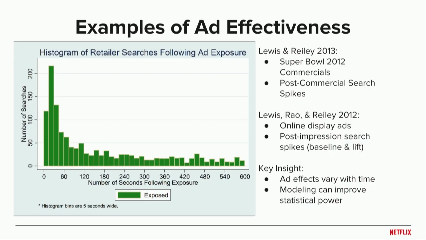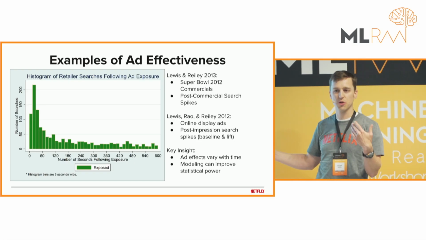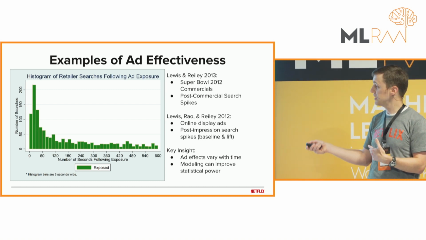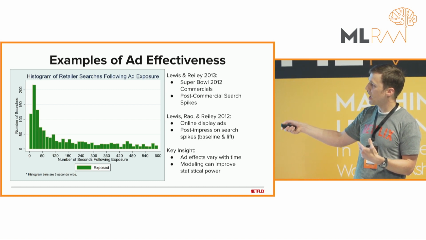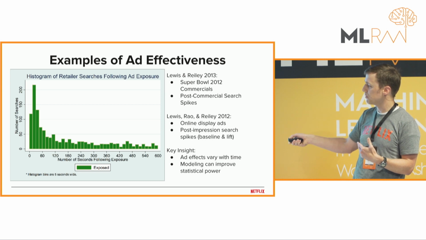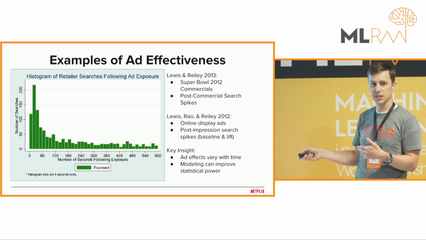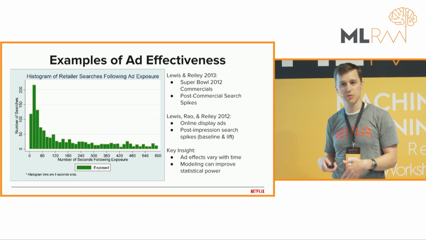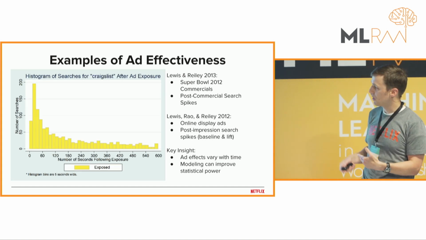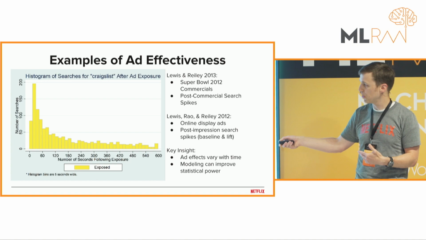Okay, another example is in display advertising. At time 0, the ad was shown, and this is the number of seconds following the ad exposure. These are searches for the retailer, let's just call it Macy's. So these are the searches for Macy's. There's a big spike immediately following the ad exposure, and then it goes down. But in online settings where you're just browsing, it turns out that there is a bit of a spurious correlation here.